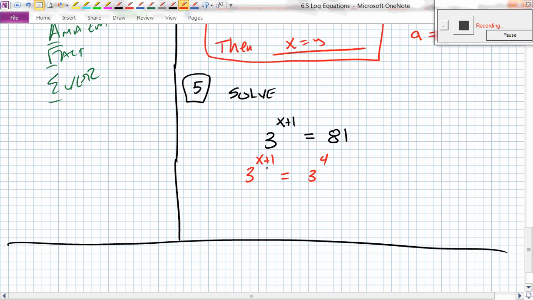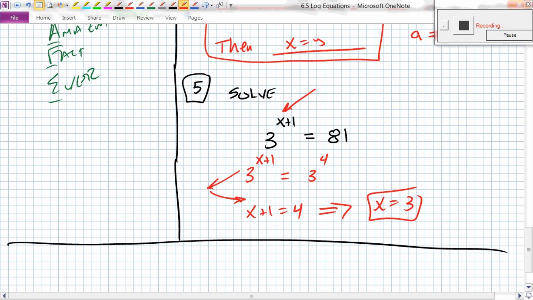So if 3 to the x plus 1 is equal to 3 to the 4, then according to the most amazing fact ever, I can say that x plus 1 is equal to 4, which implies that x has to be 3. Now, you could have just figured that out because if you knew ahead of time that 3 to the 4th is 81, then you need a 3 there. But other problems get more complicated, and you want to be able to change the base.